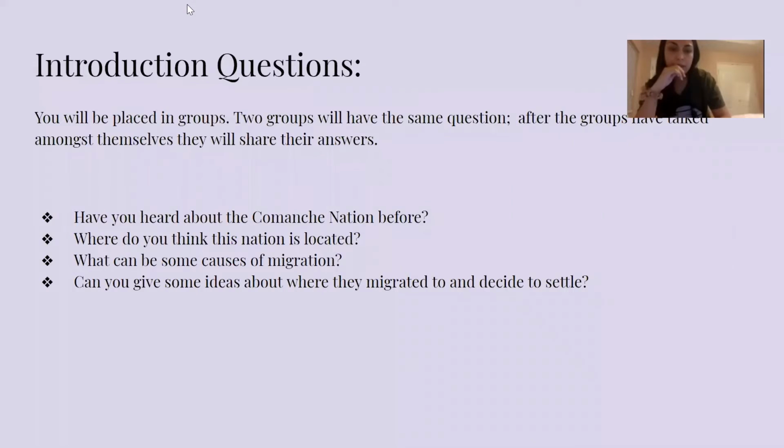For the activity, we're going to have introduction questions. You will be placed in groups. Two groups will have the same question. After the groups have talked among each other, they will share their answers. Some of the questions that we will ask you are, where do you think this nation is located? And what can be some causes of migration?